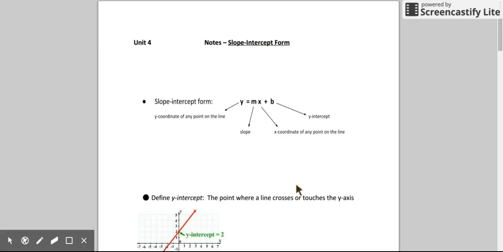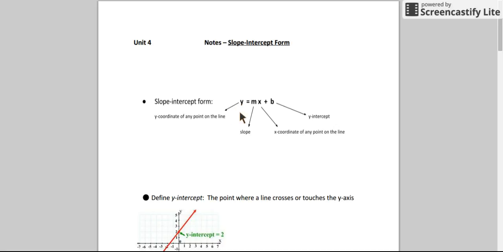In this video, I'm going to be introducing the concept of drawing lines using equations. So we're going to start with one type of equation that we can use to represent a line. It's called slope-intercept form. The reason it has that name is because in the equation, we're going to be giving the slope value and the y-intercept value. So that's why it's called slope-intercept form.